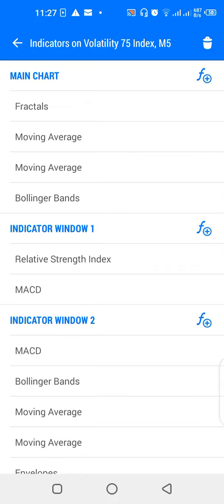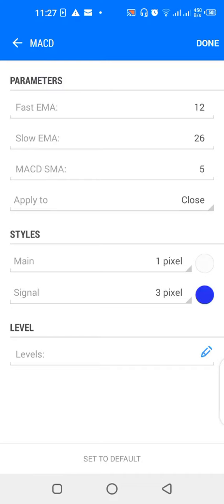For the MACD, let's look at the parameters. The fast EMA is 12, the slow EMA is 26, MACD SMA is 5, apply to close. For the main style there's no color, while for the signal style you have blue color.